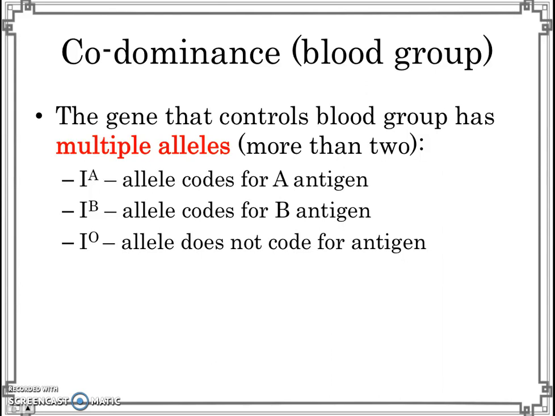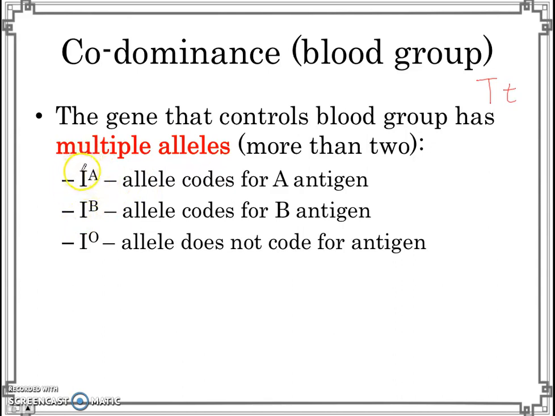So it turns out that the gene that controls blood group has what we call multiple alleles. It exists in more than 2 forms. Now this is different from the other examples we've seen so far. When we looked at Mendel and the tall and short pea plants, we saw that the gene for height existed in 2 forms: the capital T, tall form, or the small t, short form. But in this case, blood group doesn't just have 2 alleles. The gene that controls blood group actually has 3 possible alleles. So we say that it has multiple alleles. It comes in 3 forms.